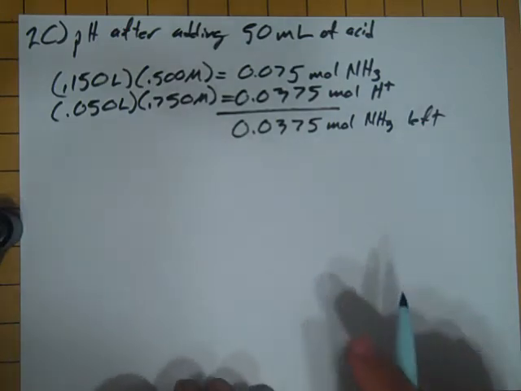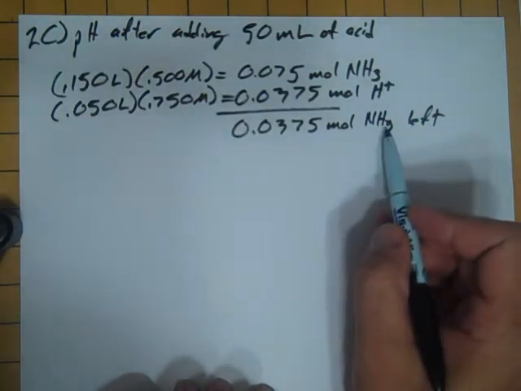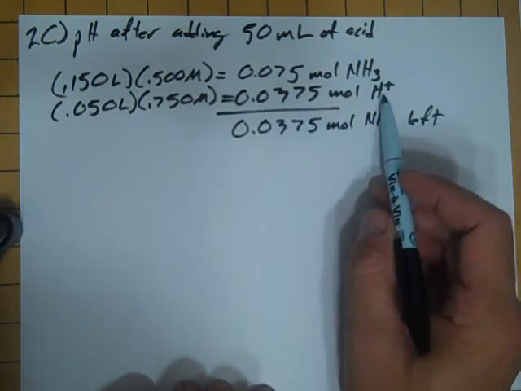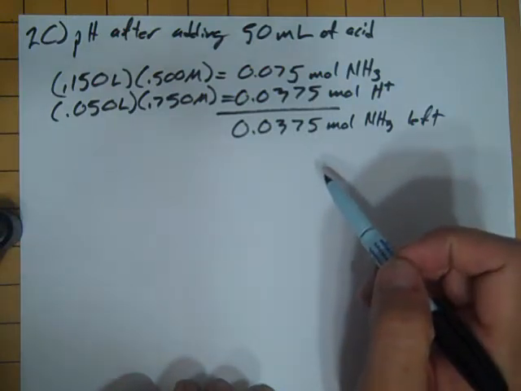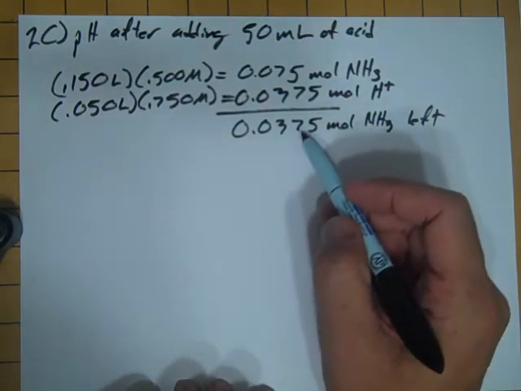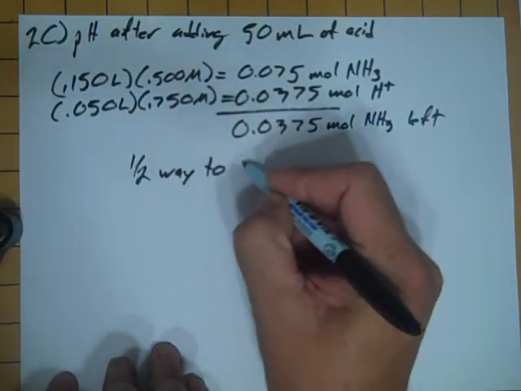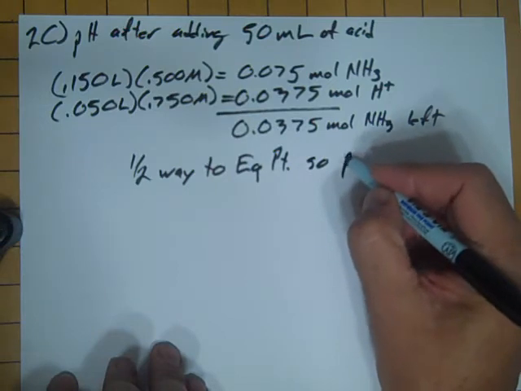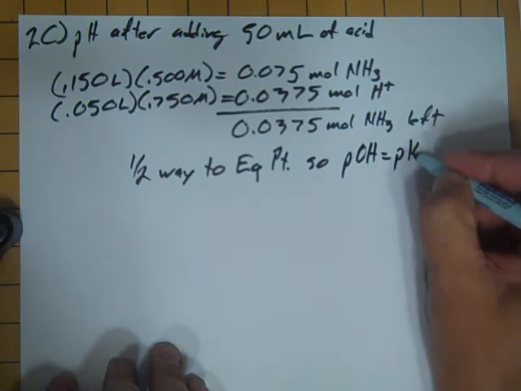Now, instead of going through a bunch of equations, notice right away the moles of NH3 and the moles of NH4+, because I get one NH4+ for every H+ I add, these are the same. I am halfway to the equivalence point. Right? So, if I am halfway to the equivalence point, this is a base, pOH equals pKb.